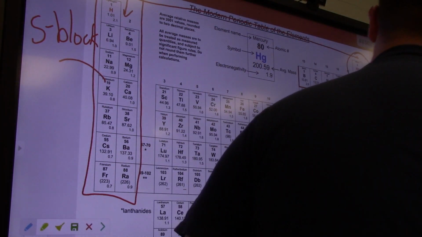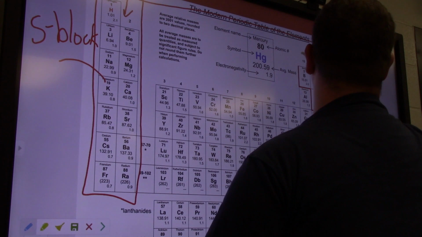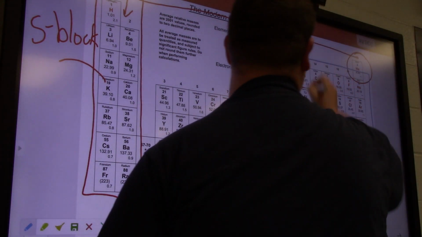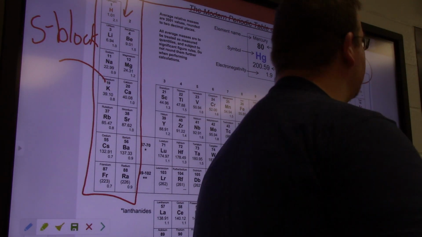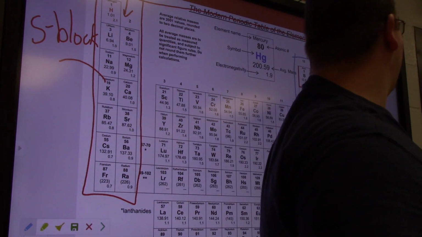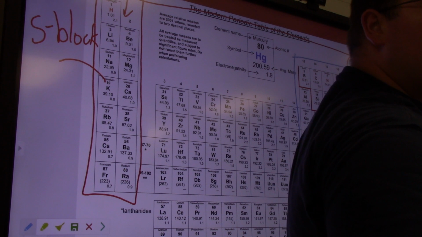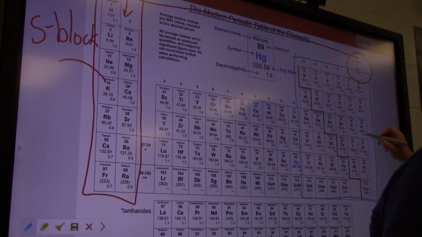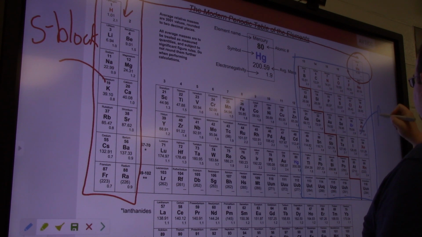Now we go to the P block. The P block is columns 13 through 18. Now here, at columns 13 through 18, do not include helium. Where does helium go? Thank you. So this is the P block.